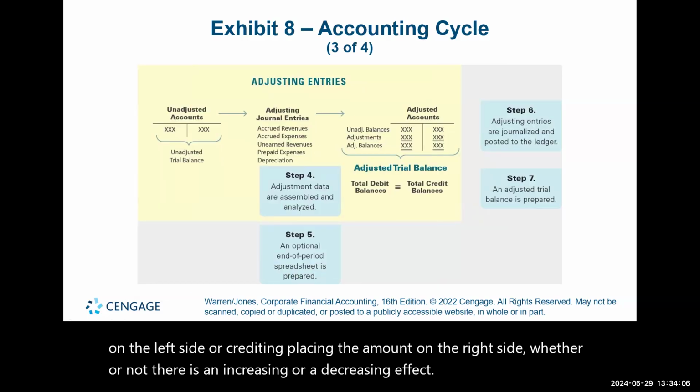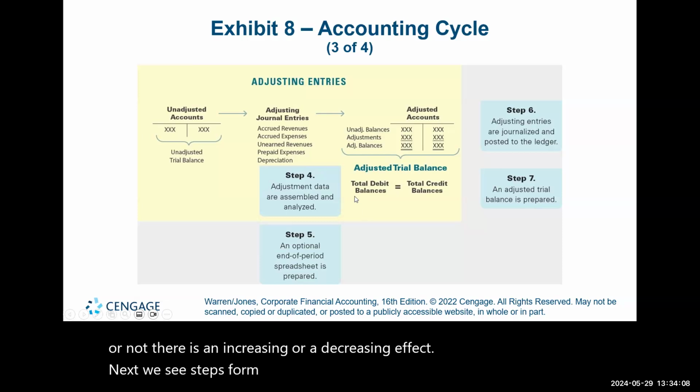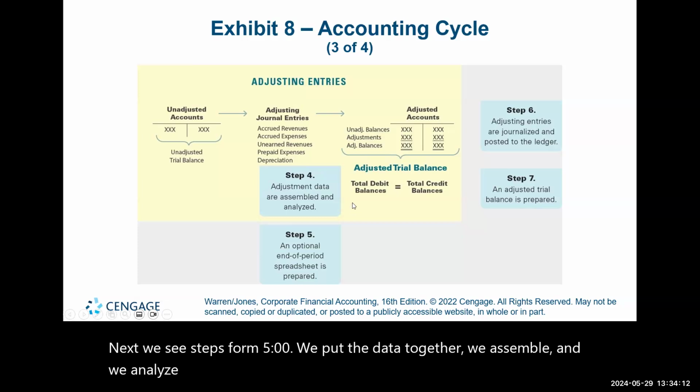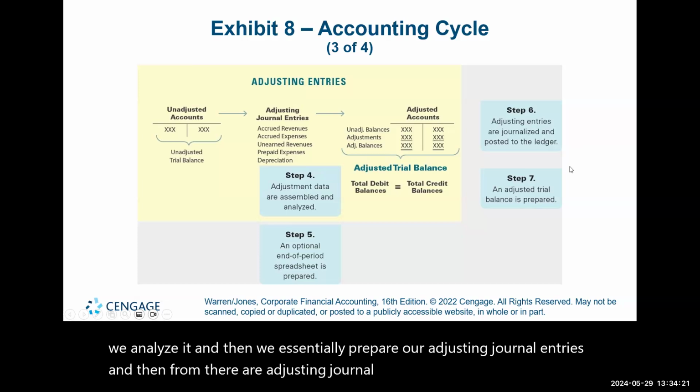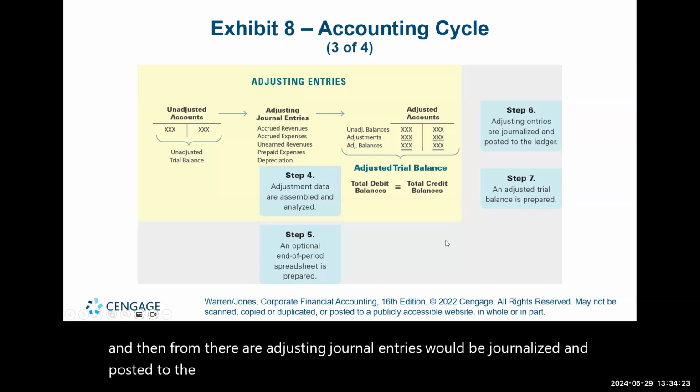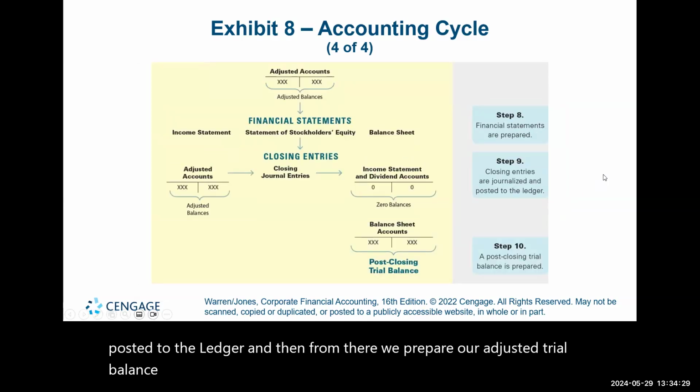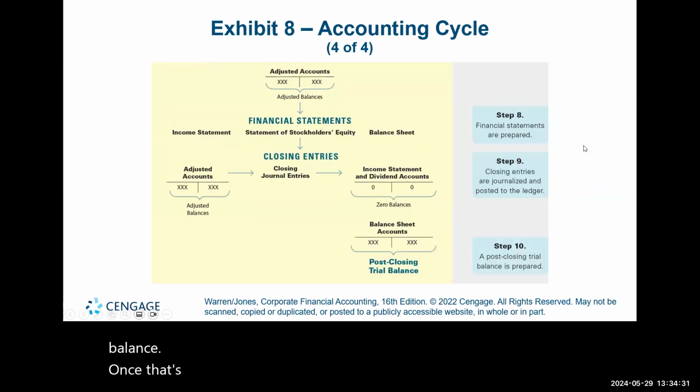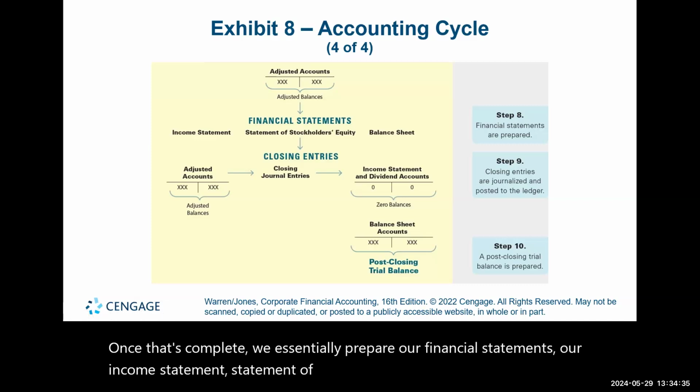Next, we see steps 4 and 5. We put the data together, we assemble and we analyze it, and then we essentially prepare our adjusting journal entries. And then from there, our adjusting journal entries would be journalized and posted to the ledger. And then from there, we prepare our adjusted trial balance. Once that's complete, we essentially prepare our financial statements, our income statement, statement of stockholders' equity, and a balance sheet.